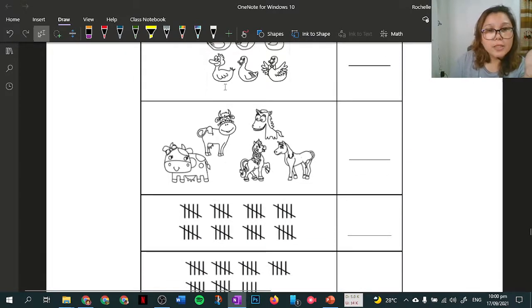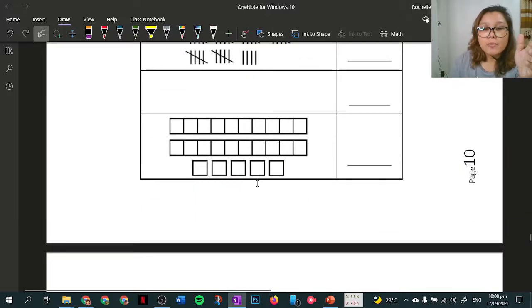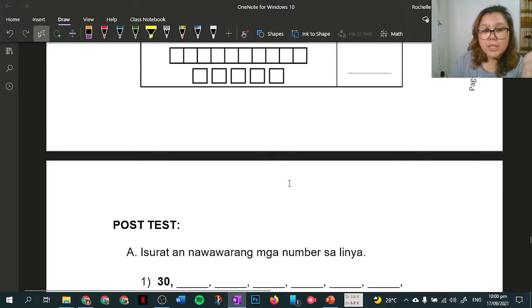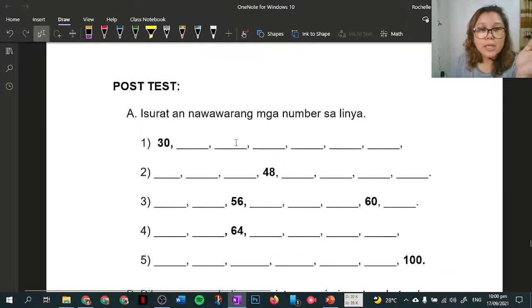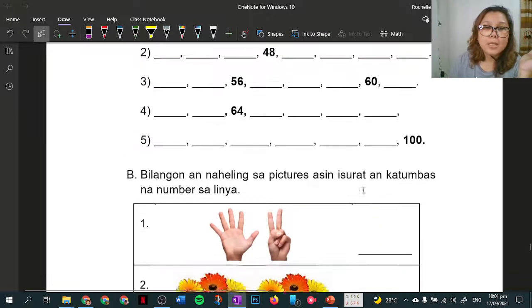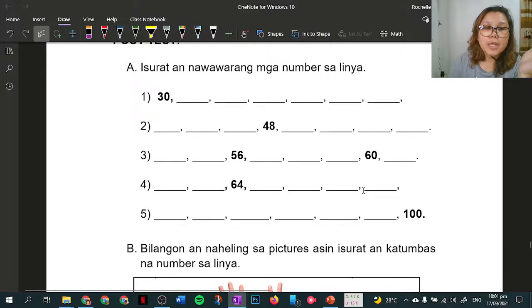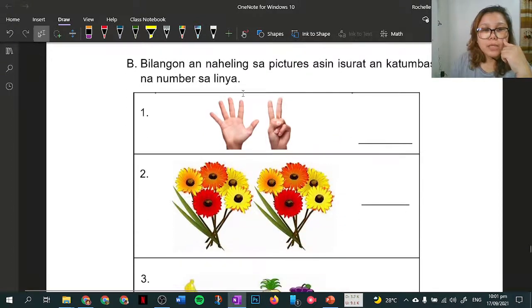Okay, so halo-halo na to. Una, yung mga objects. Sunod, may tally. Sunod, itong using the longs and the ones. And what is the POSDAS all about? This is what was discussed starting from task 1. So, you write the missing numbers. So, for part A, tama. So, explain ko muna bago you can answer on your own. For part B naman, you count and then write the number in symbol.